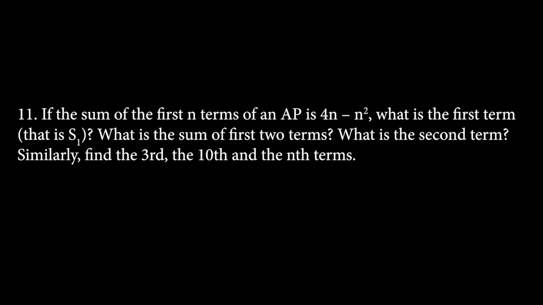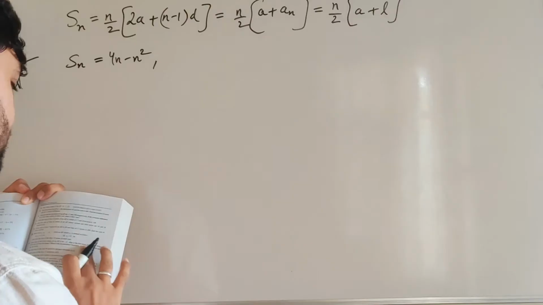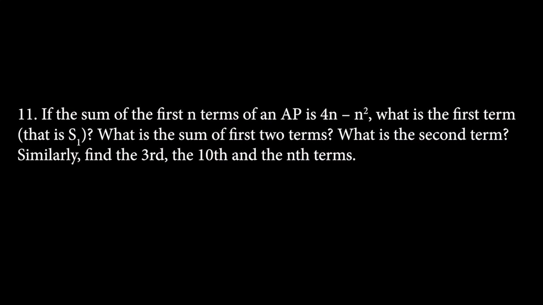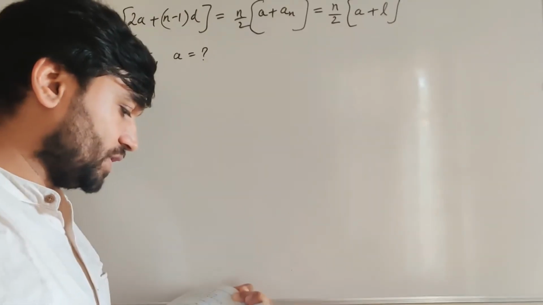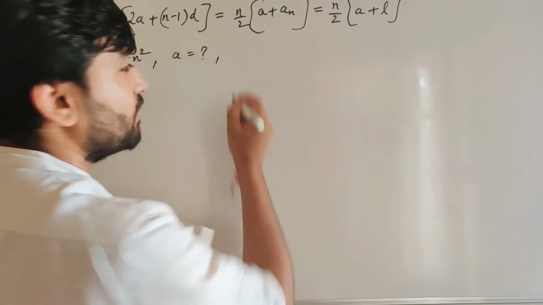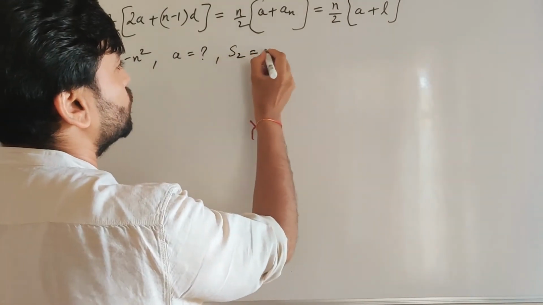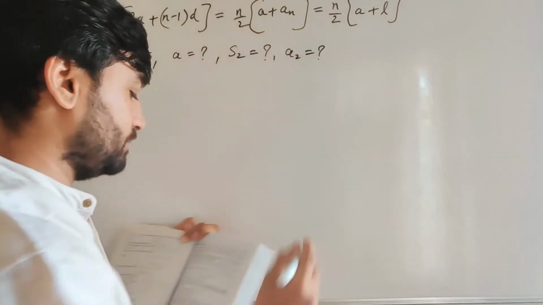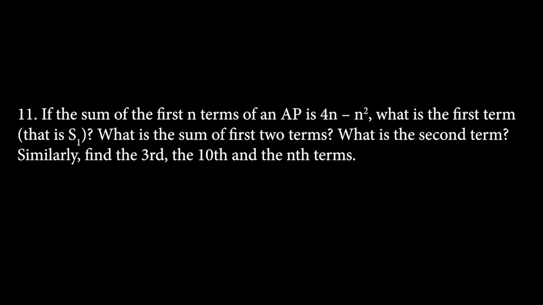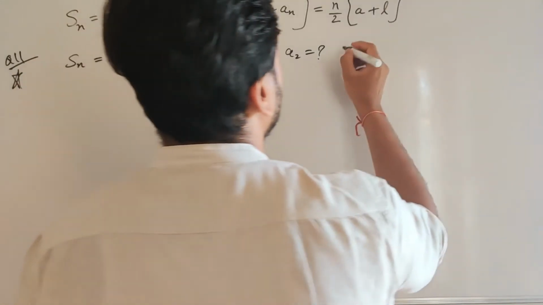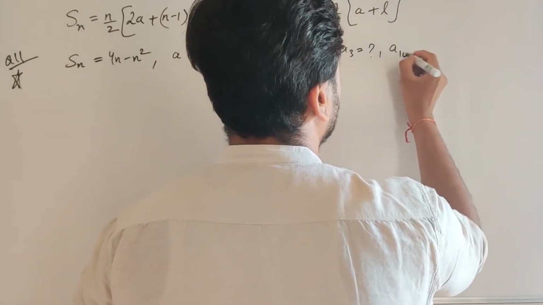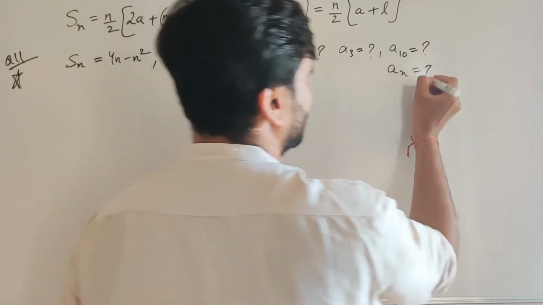What is the first term? So they are asking what is the first term, meaning they are asking the value of a. What is the sum of the first two terms? Okay, so these are the later on questions. What is the second term? So what is the sum of the first two terms, meaning they are asking S2. What is the second term, meaning they are asking A2. Similarly, find the third, 10th and nth terms. So third, 10th and nth term, meaning an.